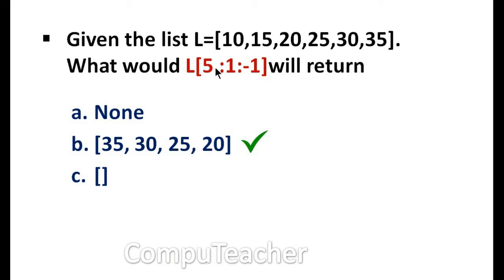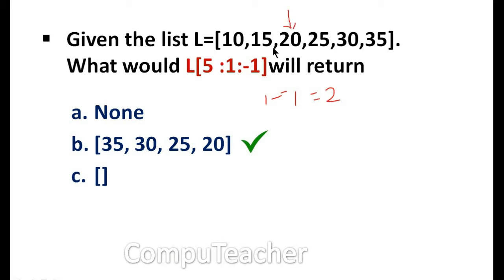The starting index is 5: 0, 1, 2, 3, 4, 5. That is from 35 onwards. And the stop value is 1 here and the step value is minus 1. So up to which index will it access? Up to index 2. How did you get it? 1 minus minus 1, that is equal to 2, up to index 2.